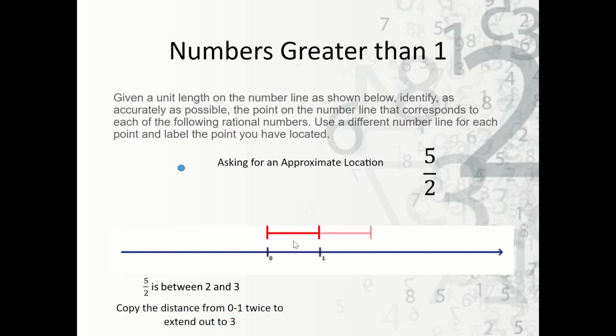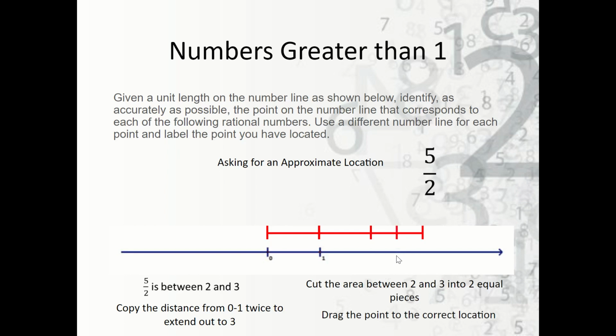We're going to copy it over here. So that should be a 2. And again, that should be 3. So now this is between 2 and 3, which is where we said this is. So now we're going to cut that area between 2 and 3 into 2 equal pieces. So right about there. So that should be about 5 halves. Again, is it exact? No, but it's a pretty good approximation.